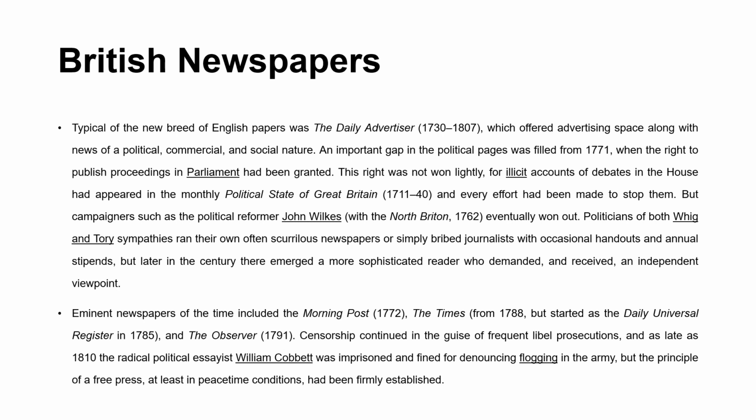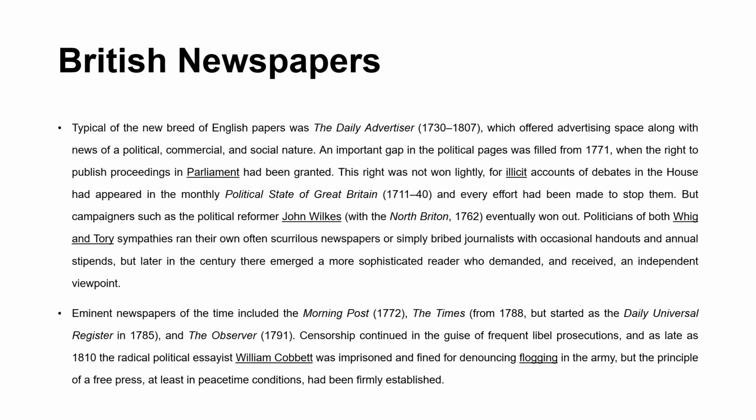Politicians of both Whig and Tory sympathies ran their own, often short-lived, newspapers or simply bribed journalists with occasional handouts and annual stipends. But later in the century, there emerged a more sophisticated reader who demanded and received an independent viewpoint. The eminent newspapers of the time included the Morning Post (1772), the Times from 1788, which started as the Daily Universal Register in 1785, and the Observer in 1791.